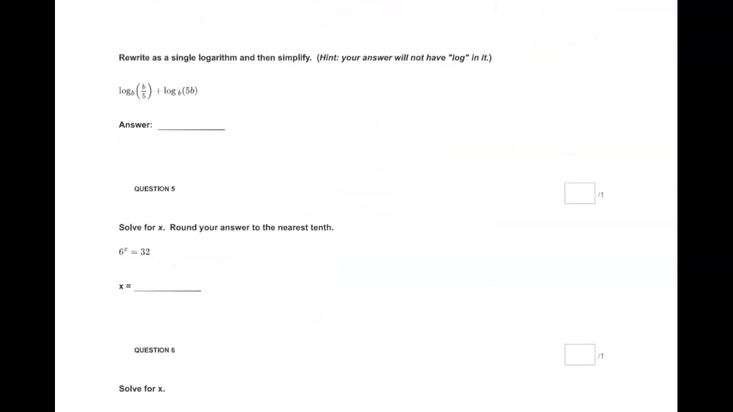For the next one, rewrite as a single logarithm and then simplify. Our answer won't have a log. I do know that if I'm rewriting as a single logarithm, I'll want to condense it, or squish it together. For that purpose, addition goes to multiplication. So these are both log base b, and if we multiply these terms together, we'll get b over 5 times 5b. To make this look nicer, let's make this 5b over 1.